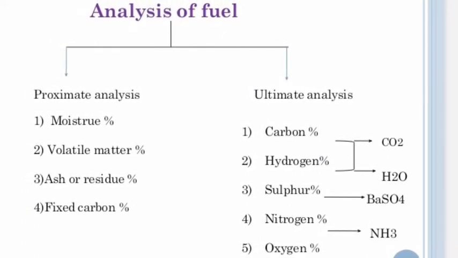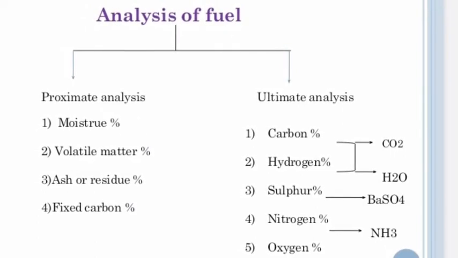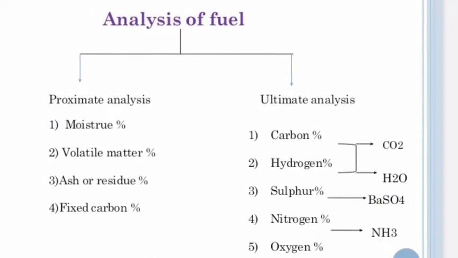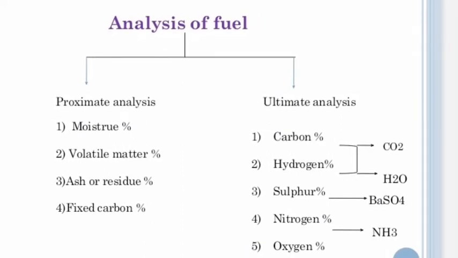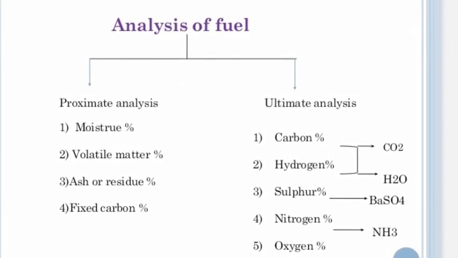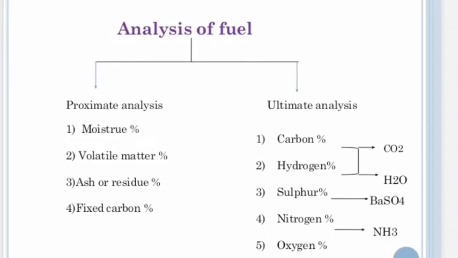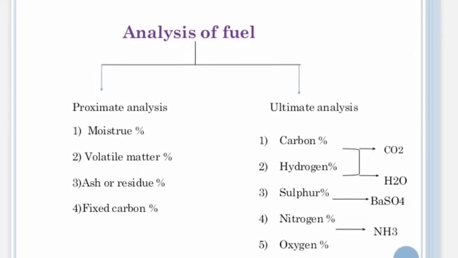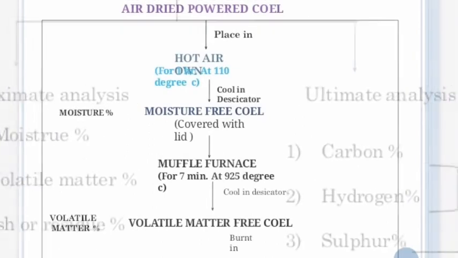After calculating ash or residue percent, with the help of all these three portions, which are moisture percent, volatile matter percent and ash or residue, we can calculate fixed carbon percent. In proximate analysis, we study how to calculate these four percent compositions. Our first step is for moisture, then volatile matter, then ash, and the last one is for fixed carbon percent. So we start the process.